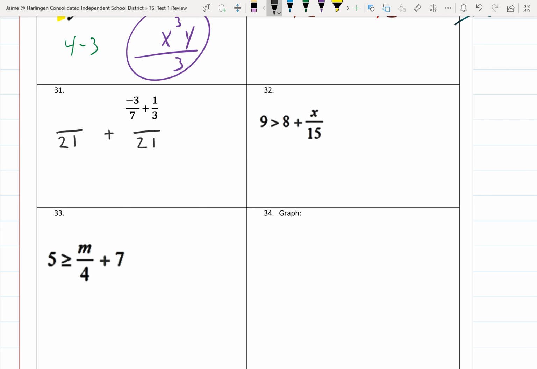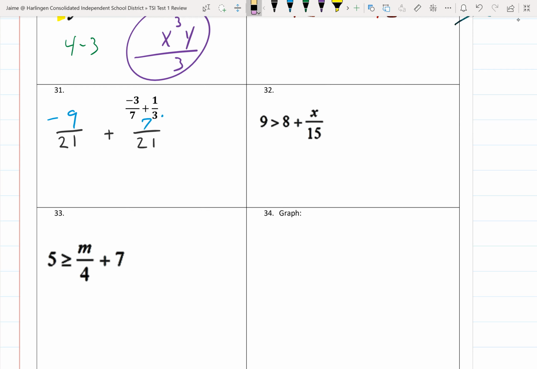How does 7 become 21? Well, times 3. We do times 3 to the bottom, we do times 3 to the top. How does 3 become 21? Well, times 7. Times 7 to the bottom, times 7 to the top. 3 times a -3, that is -9. 7 times 3 is 21, I already have it there. Plus sign, 1 times 7, that's 7. 3 times 7 is 21.